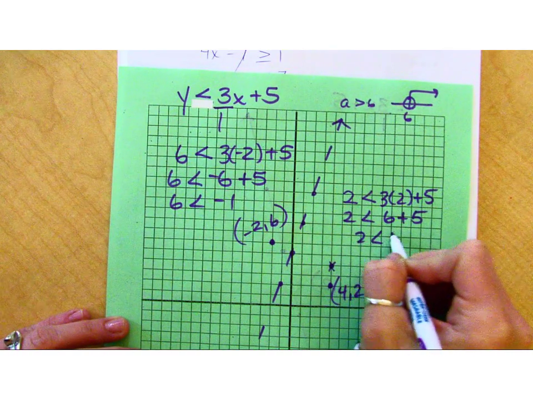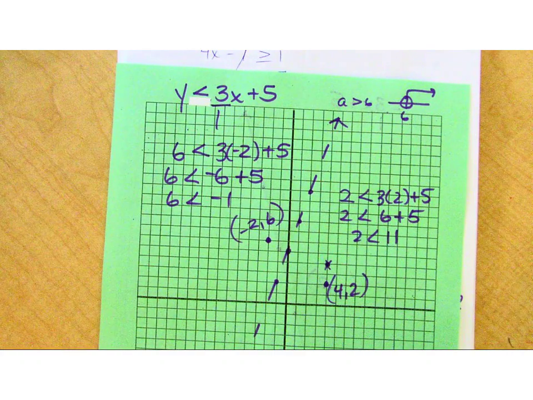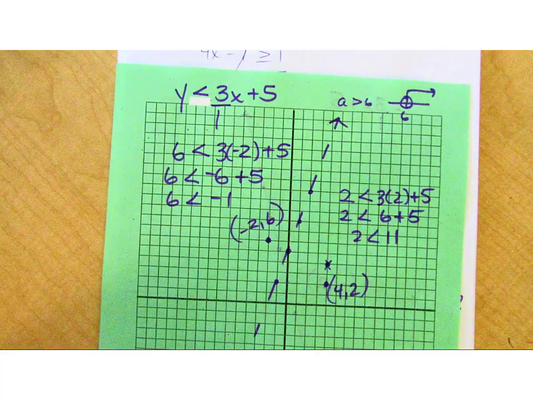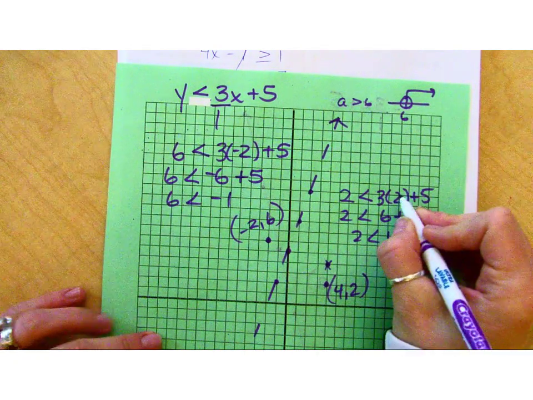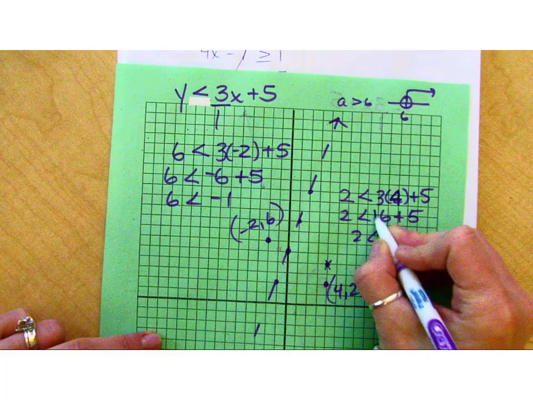So what's that? Did I mess something up? What did I do? Oh, 4. Okay, thank you. I looked at Colby's face and I'm like, okay. This is supposed to be 4. So this is supposed to be 12 and this is supposed to be 17. Thank you. So now, either way, is it still true? Yes. Thank you for catching that.